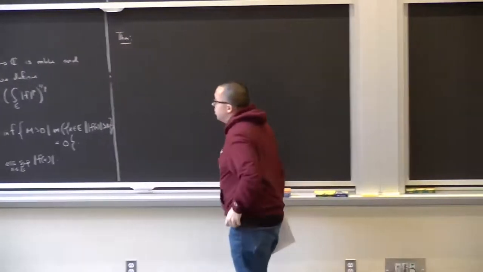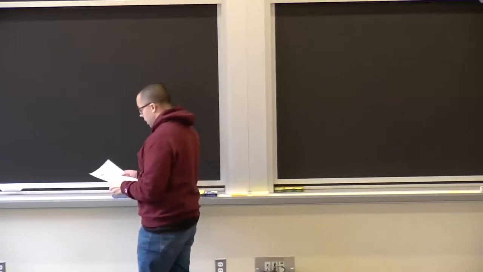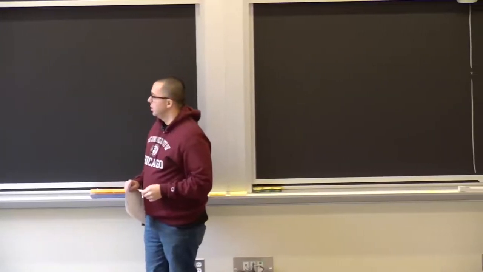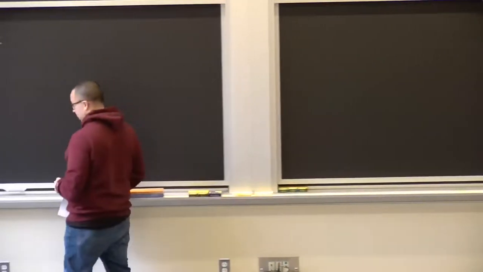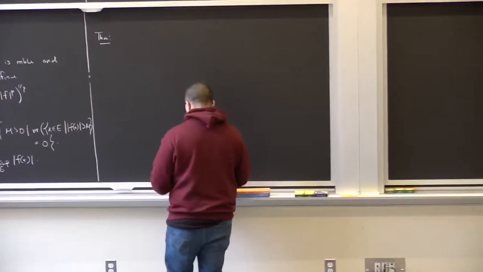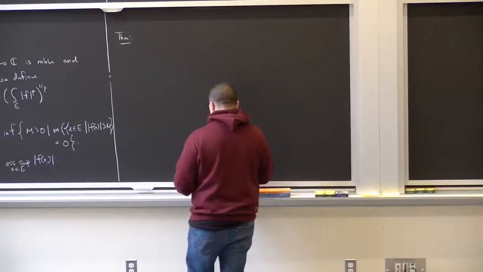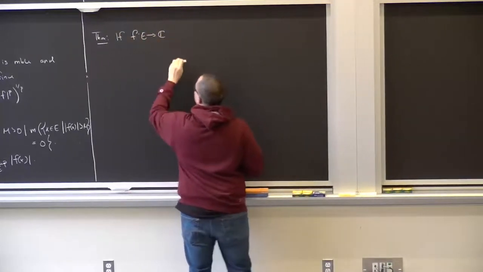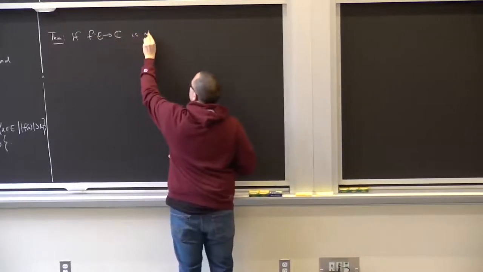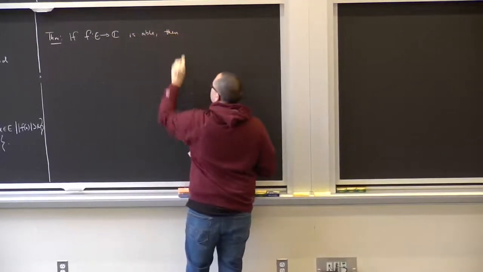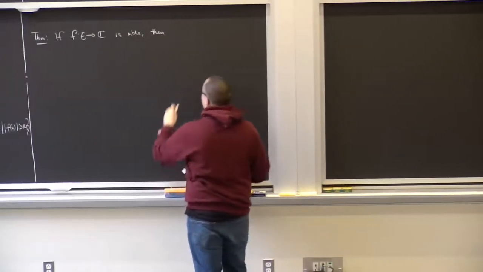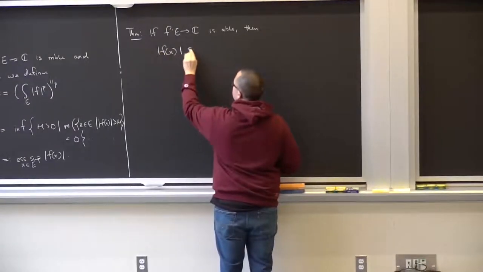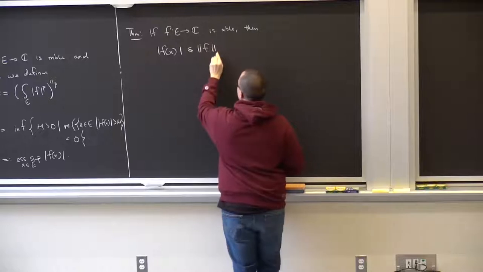So just a little mini theorem about this L infinity norm, which you'll be seeing in these lectures after the first exam. So you saw this actually on the exam, and you proved one of these facts. The other I will put on a future assignment. If f from E to C is measurable, then the absolute value of f(x) is less than or equal to the L infinity norm of f.